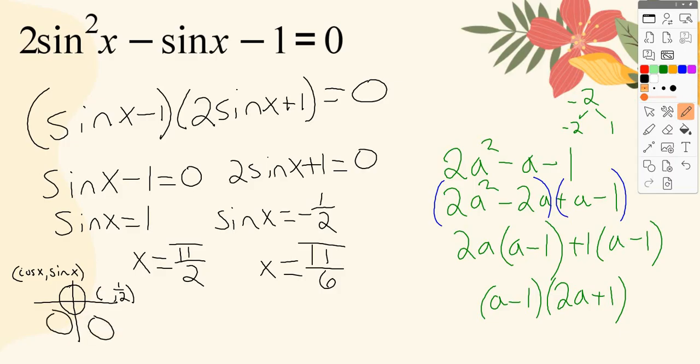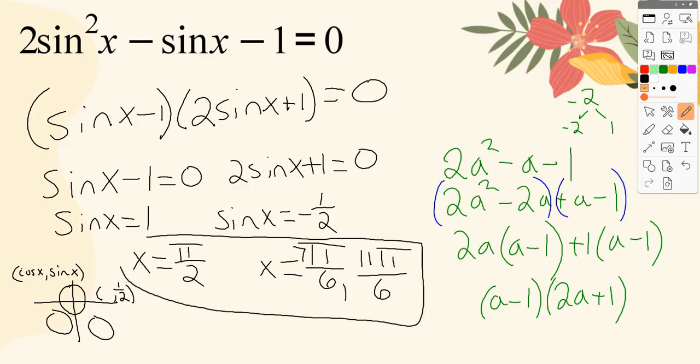So we need to think, what is my angle in the third quadrant that has a 6 in the bottom? 7 pi over 6. And then what is the angle in my fourth quadrant that has a 6 in the bottom? 11 pi over 6. And so this time, for the full equation, we actually get 3 answers. 1 from our first factor and 2 from our second.